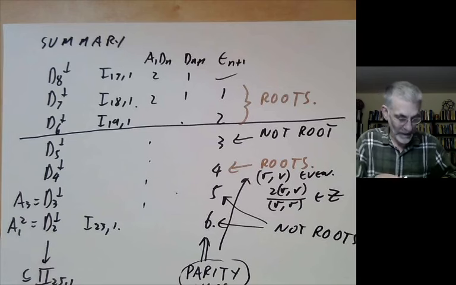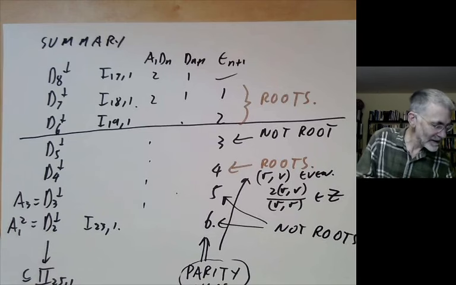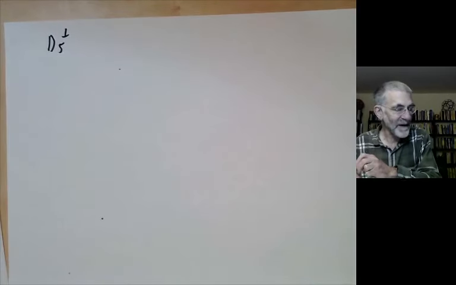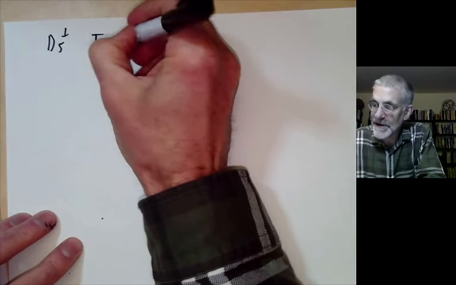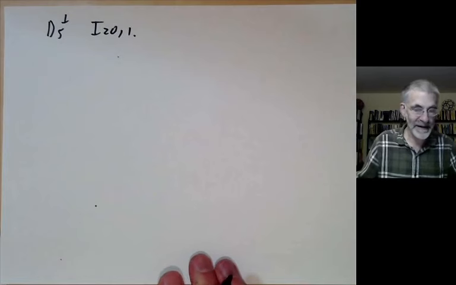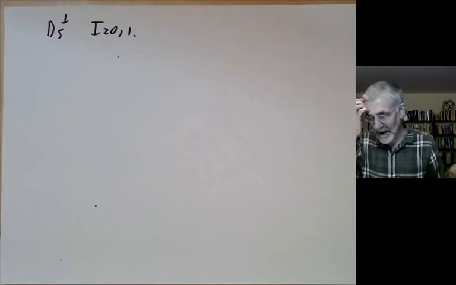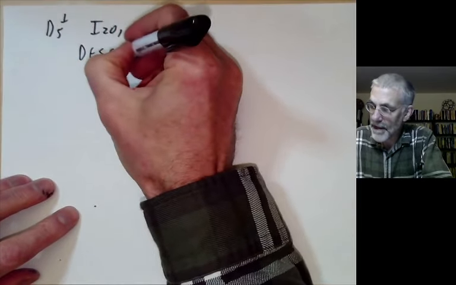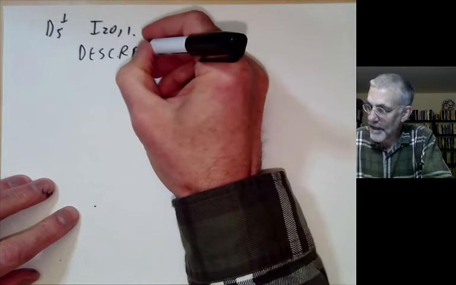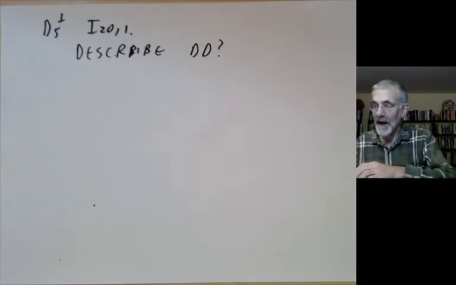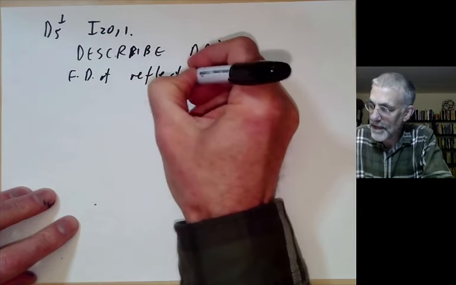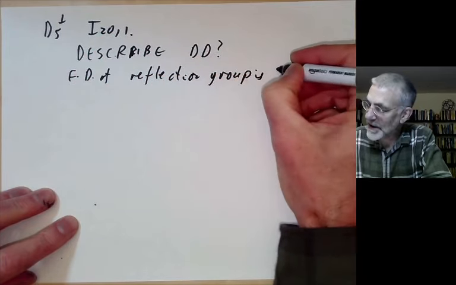Well, we can also take a closer look at the case of D5. The case of D5 perp was the even sublattice of I21,1. And this still has an infinite Dynkin diagram. But we can ask, can we describe the Dynkin diagram, even though it's infinite? And the answer is we can, sort of. The point is the fundamental domain of the reflection group is tree-like.